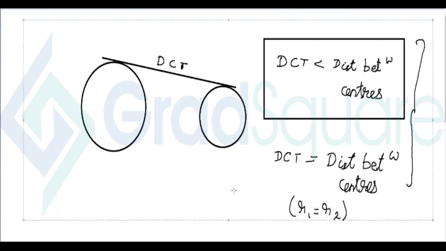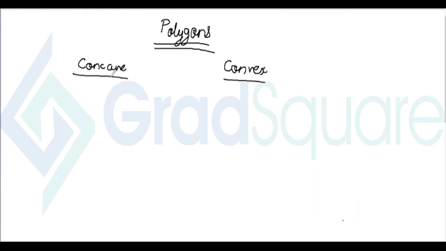Now let's move on to polygons, and let's get a sense of the basic concepts of polygons that we need to understand when we are solving questions. Firstly, based on their shape, polygons can be broadly classified into concave and convex. Concave has the word cave in it, right? So a shape which caves inward towards its center is called a concave shape. And convex is a shape which bulges outward from its center.